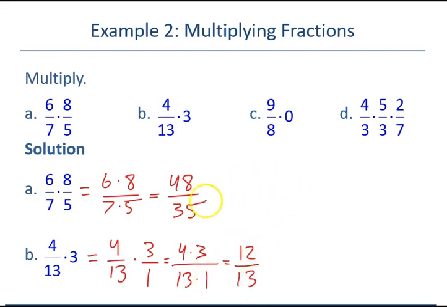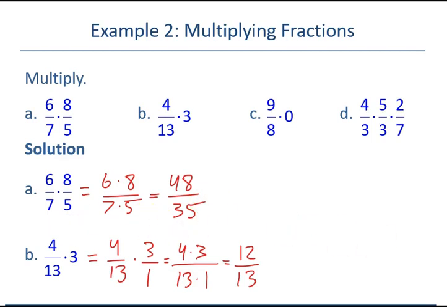Now backtracking real fast, I want you to take a look at something. Notice we've got 48/35. If we want, notice that this is an improper fraction. If we wanted to, we could turn that into a mixed number. I'm not going to do that right now, but because the numerator is larger than the denominator, that is something larger than 1.